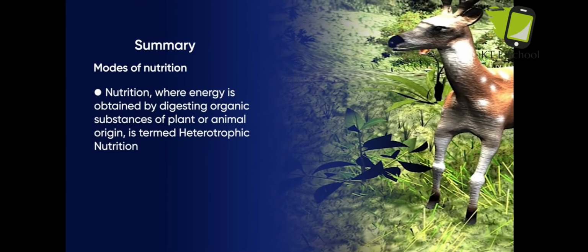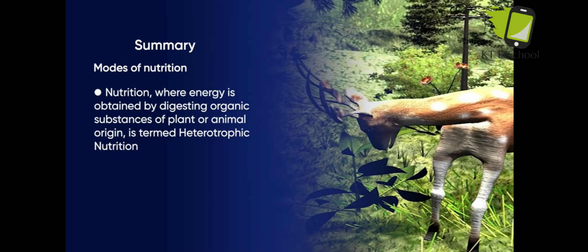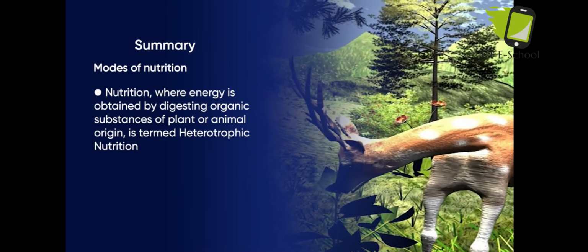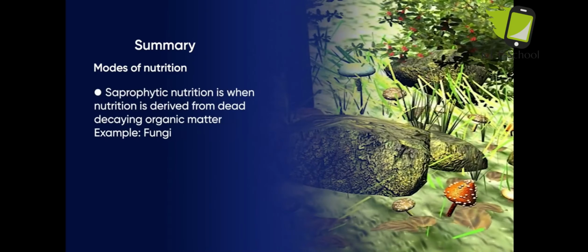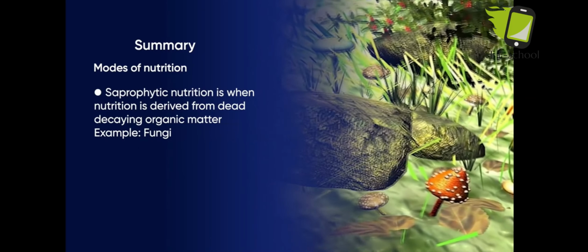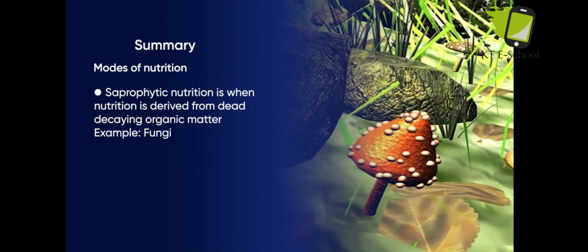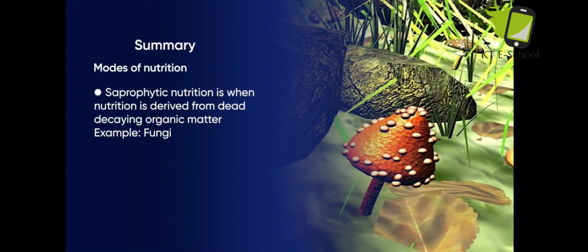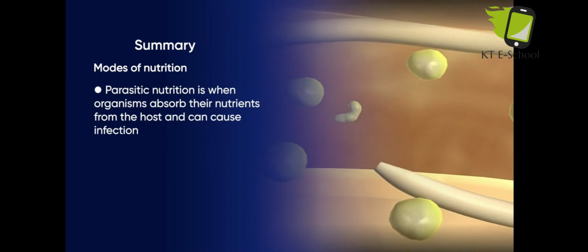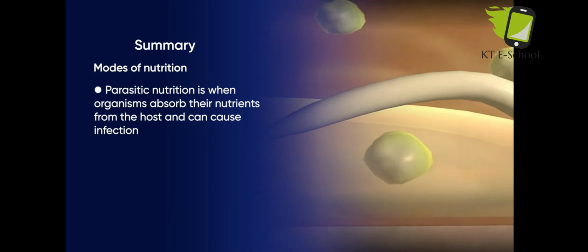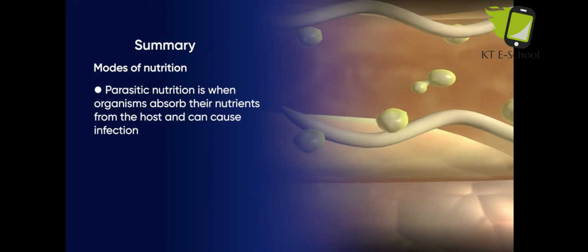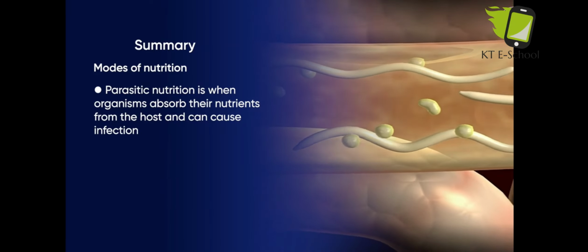Nutrition where energy is obtained by digesting organic substances of plant or animal origin is termed heterotrophic nutrition. Organisms like fungi depend on dead, decaying organic matter to obtain nutrients. Such organisms are called saprophytes, and this mode of nutrition is termed saprophytic nutrition. Some organisms absorb their nutrients from the host and can cause infection. Such organisms are parasites, and their mode of nutrition is parasitic nutrition.